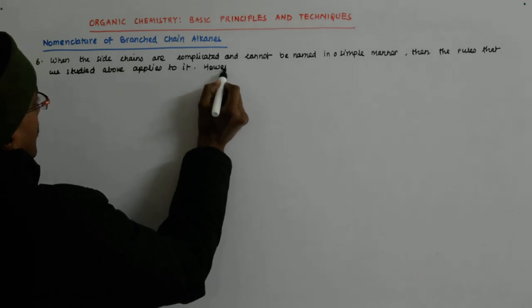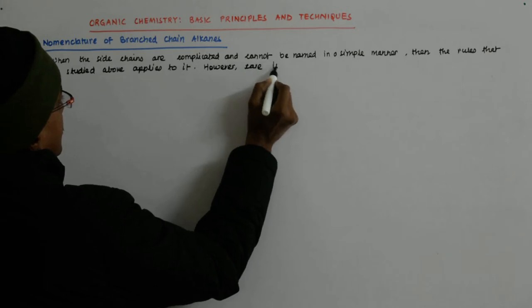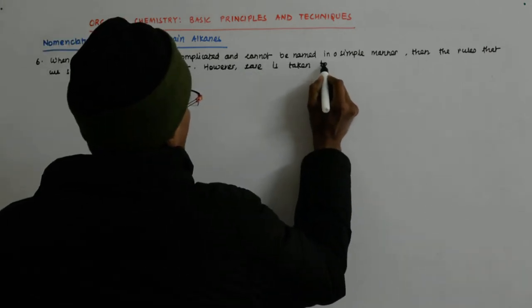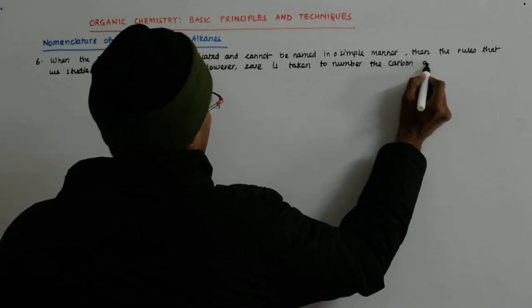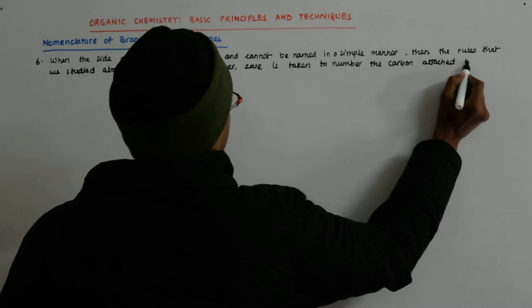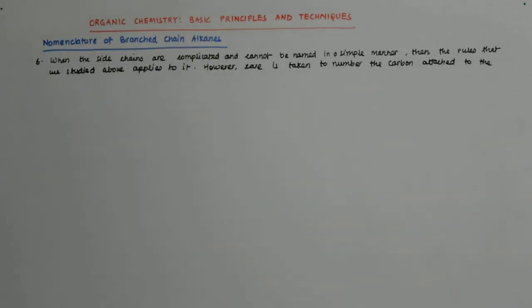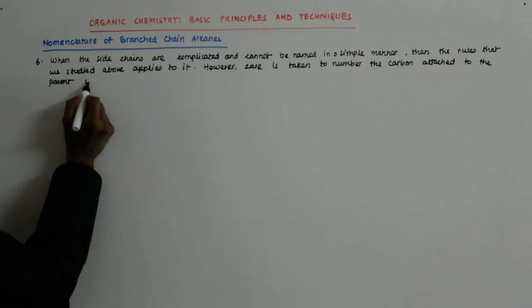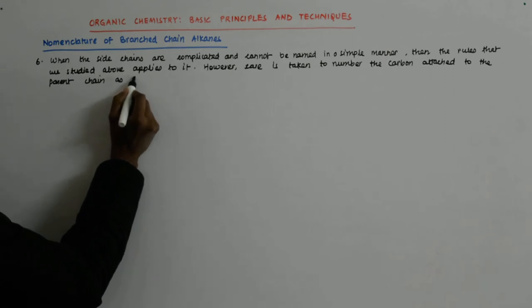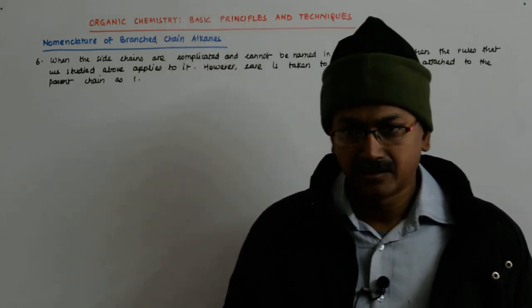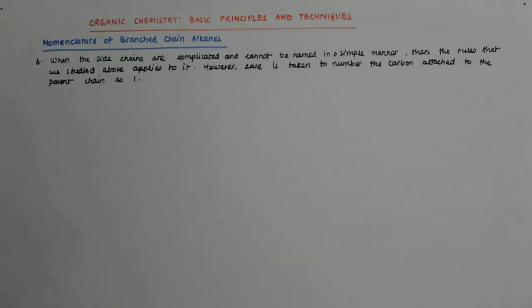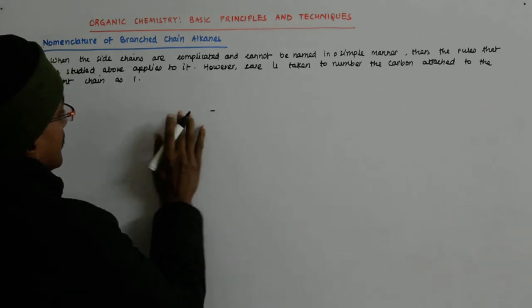However, care is taken to number the carbon attached to the parent chain as one. Now that is significant. So there, that minimum locant rule does not apply. Okay? You understand? There you do not start naming it from the other side just because the groups attached get a lower number.